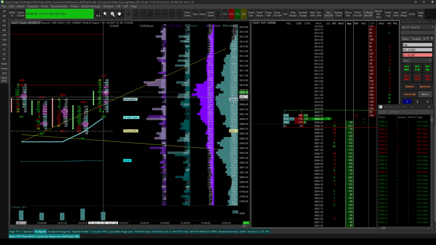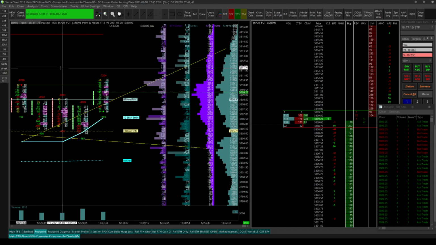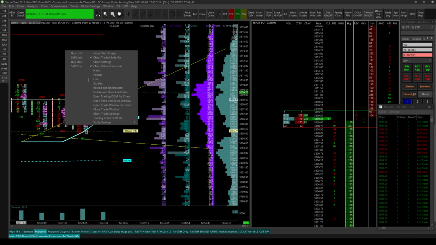But anyway, I was going to go over point and figure. So the way that point and figure works, let's see if I can do this. Let me get out of here. Point and figure. Let's look at my chart settings.